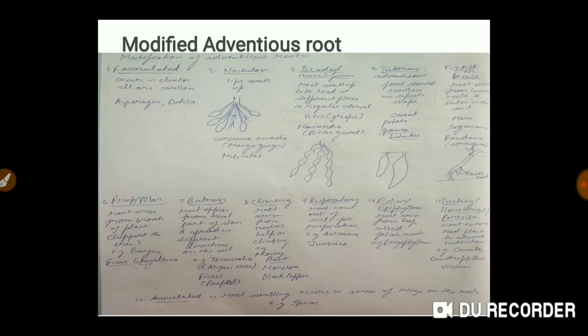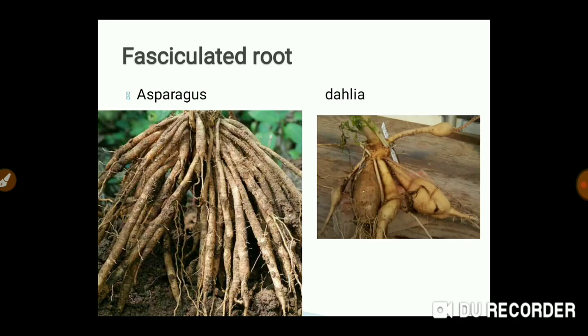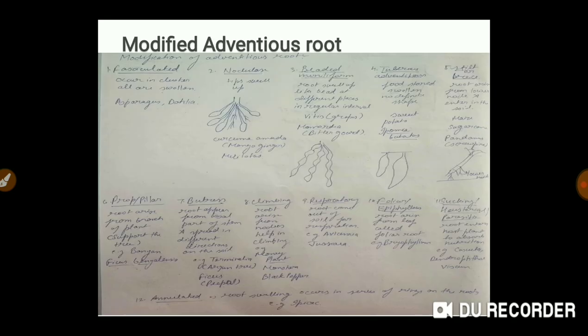Now nodulose. In nodulose, the tip swells up. You can see here the example Curcuma amada, that is mango ginger. You can see mango ginger, it appears like a ginger. So this one is the example of nodulose.